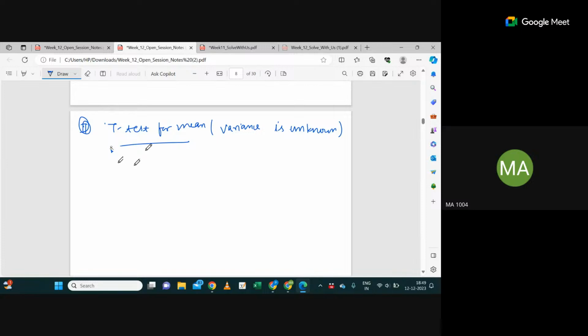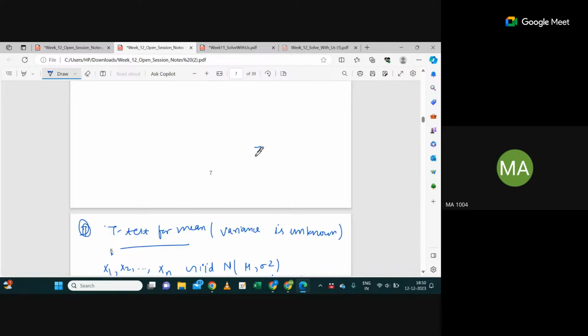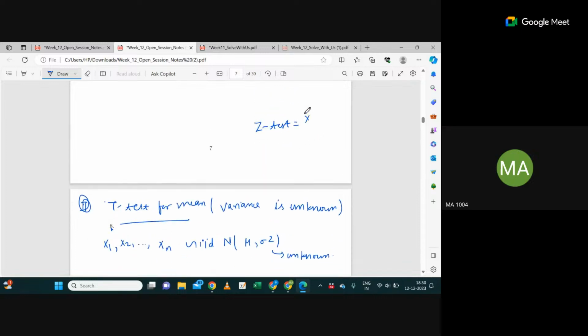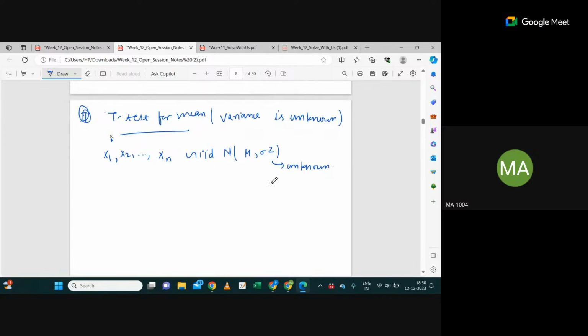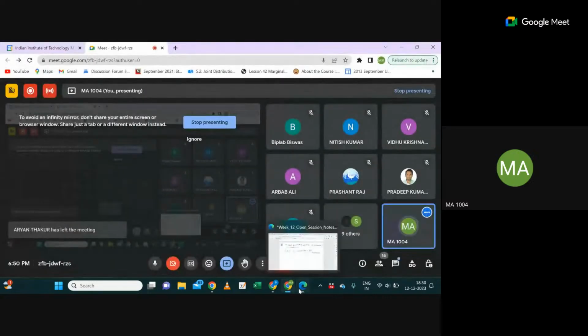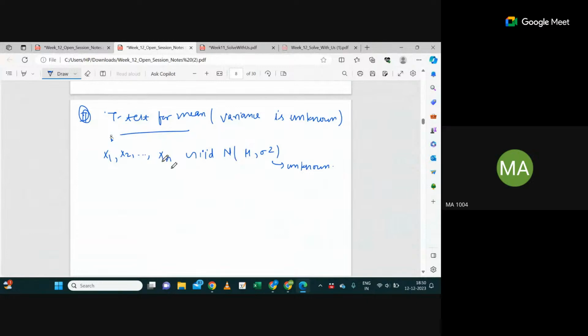Let's say x1, x2, so on, xn are all iid normal, mu comma sigma square, where sigma square is unknown, not given. If this is given to us, we can simply proceed with the z test. We convert to x bar minus mu divided by sigma by root n, and at the end we find the z value. What if variance is not given to me? Then we will proceed with the t test.